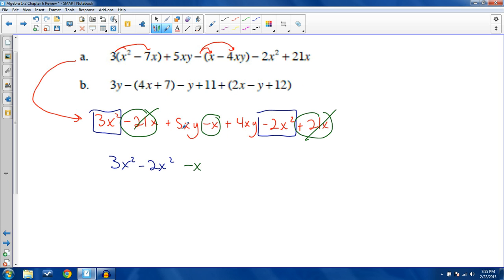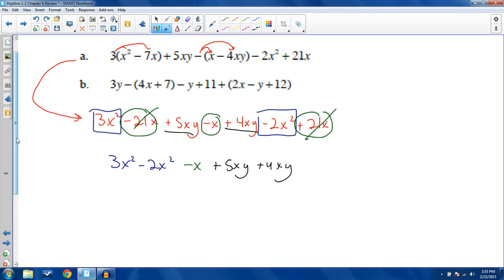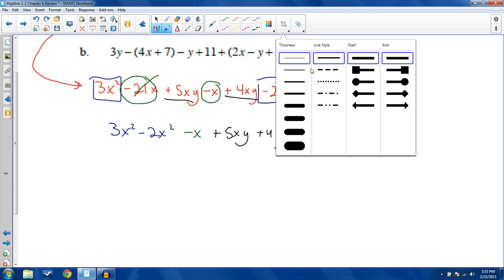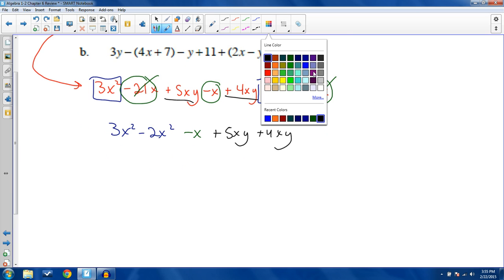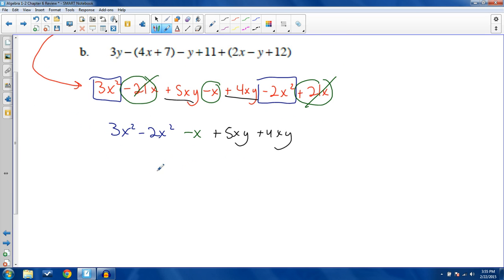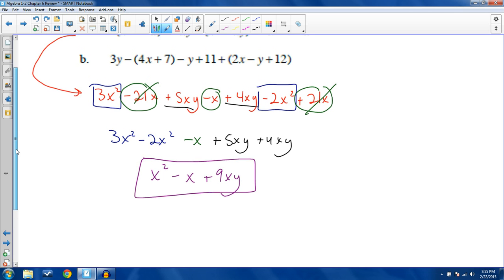Last guys here. 5x, oh, let's not do that. Let's underline. 5xy, 4xy. And good to go there. All right, now in the end, we get to combine everything. Well, combine like terms. Simplify all this. 3x squared minus 2x squared is 1x squared. There's a minus x. 5xy plus 4xy is 9xy. Oh, good to go. And yeah, that's it.